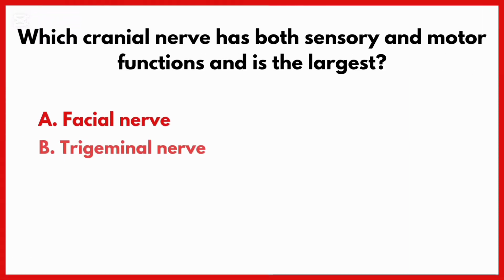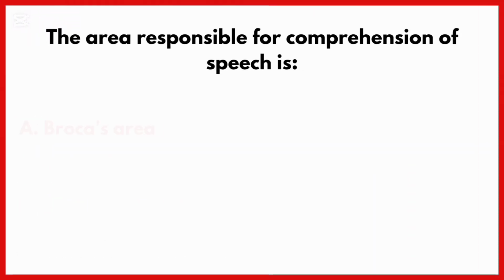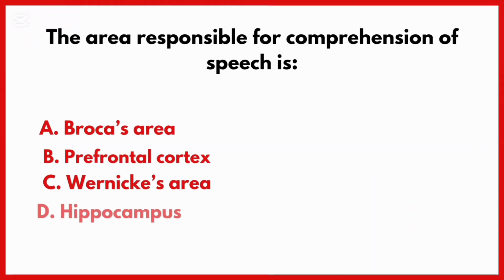Which cranial nerve has both sensory and motor functions and is the largest? Correct answer is option B, trigeminal nerve. The area responsible for comprehension of speech is. Correct answer is option C, Wernicke's area.